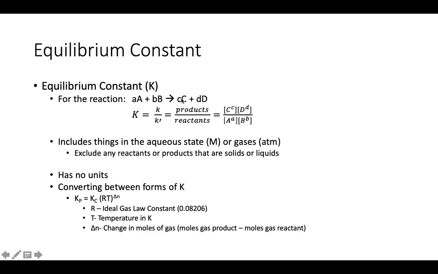So C raised to the coefficient of C times the concentration of D raised to its coefficient, divided by the concentration of our reactants raised to their respective coefficients, right? So the concentration of A raised to whatever its coefficient is, concentration of B raised to its coefficient. Okay, so we're actually going to use our balanced chemical equations in this to solve for our equilibrium constant K.